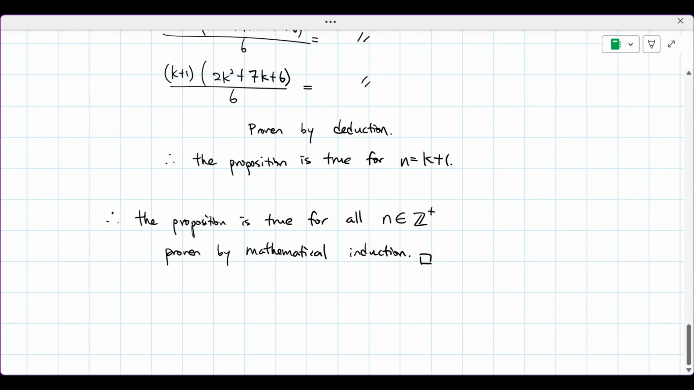Alright, so once again, before I finish this video, make sure that you're using those 3 steps and you're explicitly showing those 3 steps when you're using the proof by mathematical induction method to solve problems here.